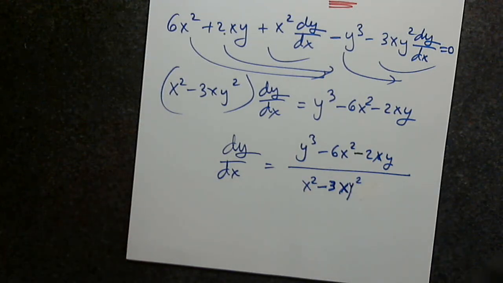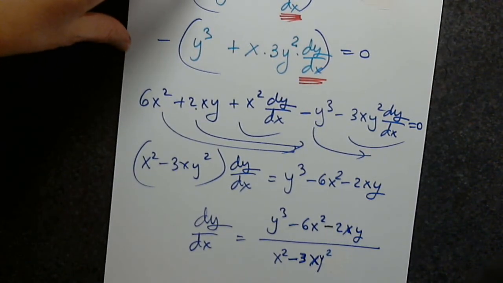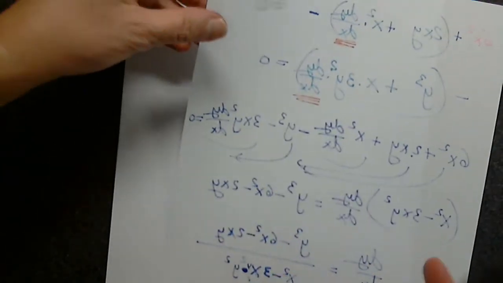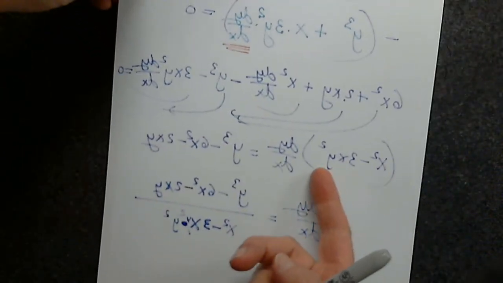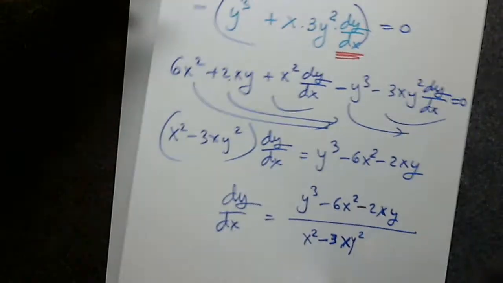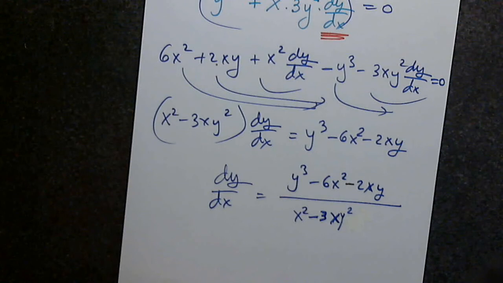Yes, please. When you're moving everything to the other side, what if you moved all the dy over dx's to the other side? Same thing. Then I will be looking at the equation like this: x squared minus 3x dy over dx. Same thing. No different. It's still a linear equation in dy over dx.